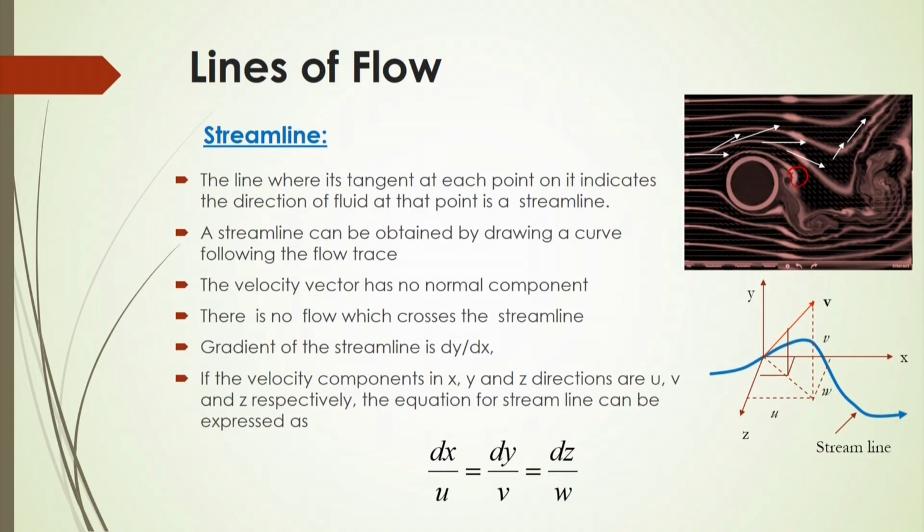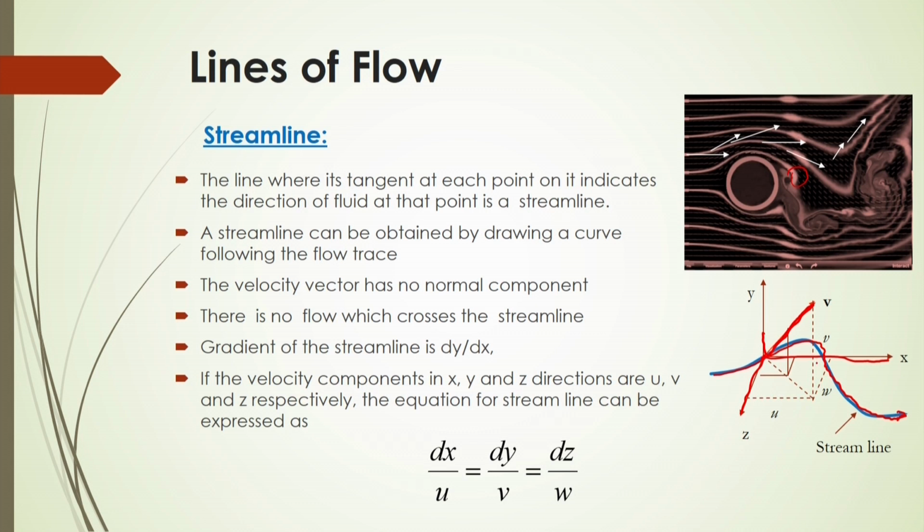So, here it is shown in the picture, and also a streamline can be obtained by drawing a curve following the flow trace shown in the video. And if we represent this trace by this blue line, suppose this is the streamline. At a particular point, suppose this is the y direction, this is x, this is z. If there is a resultant velocity v, then what will be the velocity components in the x and y direction, from which you will get the slope of this line.